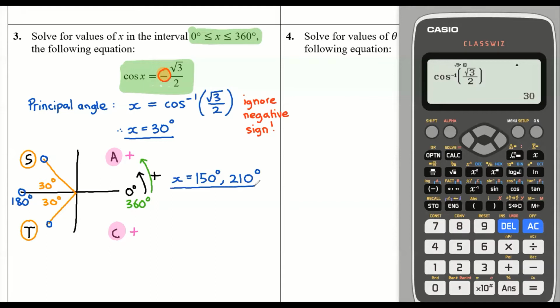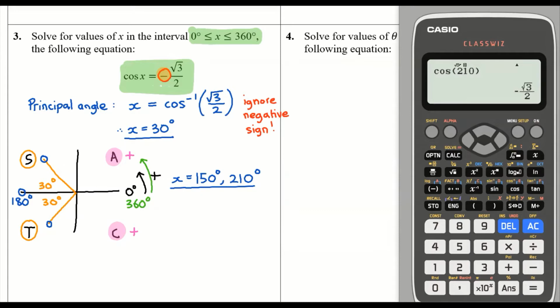Now we can just check our answers here on the calculator, just so you can be really confident that you've got them. So if we do the cosine of 150 degrees, okay, we get negative root 3 over 2. That's correct, okay? And we cancel that. Let's do the cosine of 210 degrees, which is, again, negative root 3 over 2.